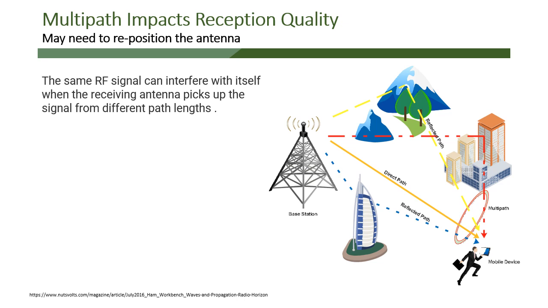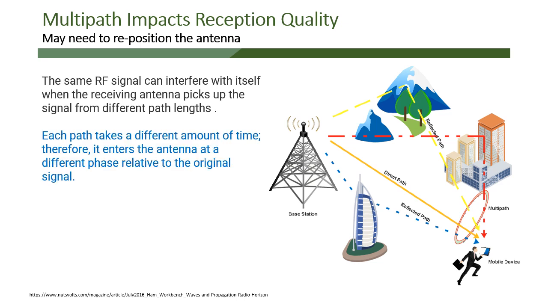So the same RF energy signal can interfere with itself when the receiving antenna picks up the signal from different paths. And this means that each path takes a different amount of time, therefore it enters the antenna at a different phase relative to the original signal. Because it took longer for one path to get to the antenna than the other, we're coming in slightly out of phase each time. The one that took the longer path is delayed with respect to the one that took the shorter path. They're hitting the antenna, and when they hit the antenna, they're interfering with each other.